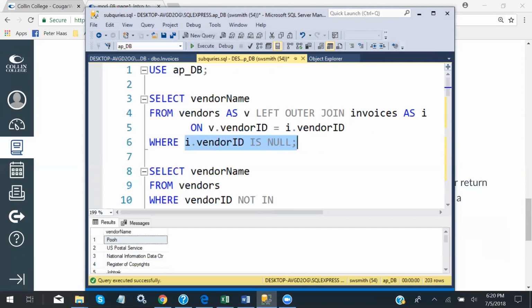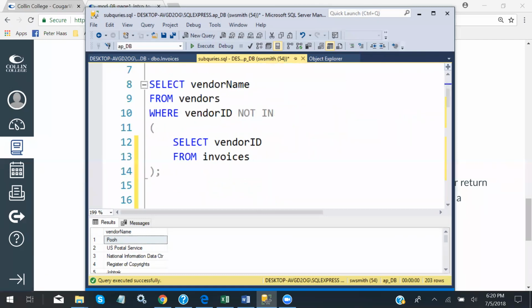Most of the time this outer join points in one direction or the other. So it points to the table I want to get the information from, and then the null typically points to the other one, because that's usually what I'm interested in. Not always, but usually.